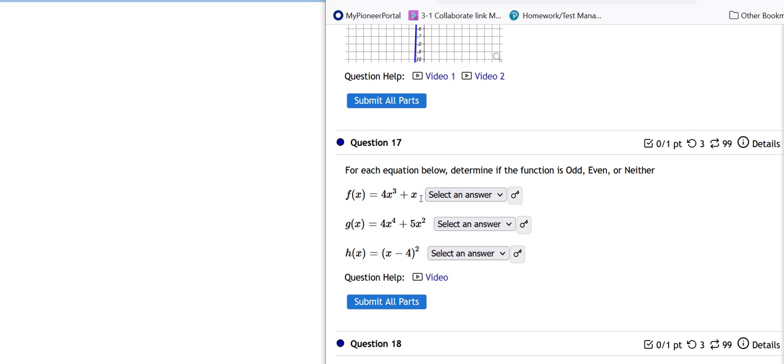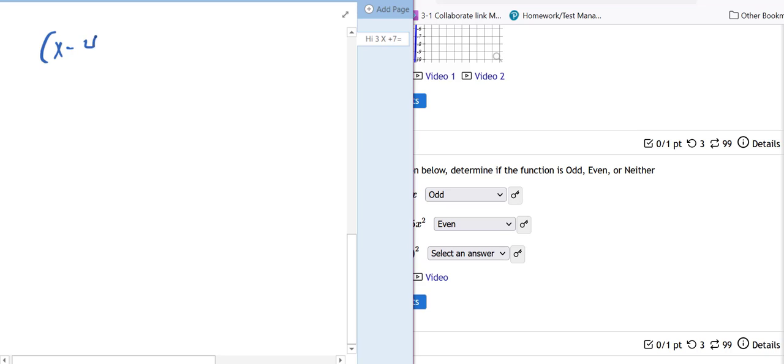So our first one is x to the third and x to the first. So this one is going to be odd because those are both odd. This one is an example of even. This one, if you write it out, it's x minus 4 times x minus 4. So you have x squared minus 4x minus 4x is minus 8x plus 16. All right, so you have 2, you have 1, and you have x to the 0, which is also even, but you have a mixture. So this one is going to be neither.